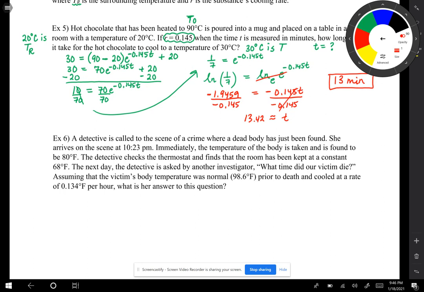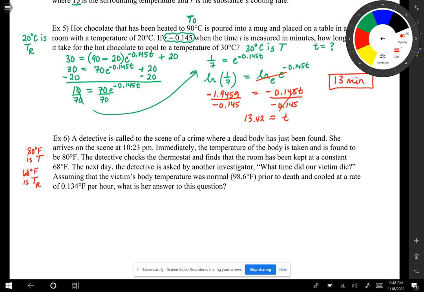A detective is called to the scene of a crime where a dead body has just been found. She arrives on the scene at 10:23 p.m. Immediately, the temperature of the body is taken and is found to be 80 degrees Fahrenheit. So that is the ending temperature. You need to identify the correct things. The detective checks the thermostat and finds that the room has been kept at a constant 68 degrees Fahrenheit. So 68 degrees Fahrenheit is the room temperature.